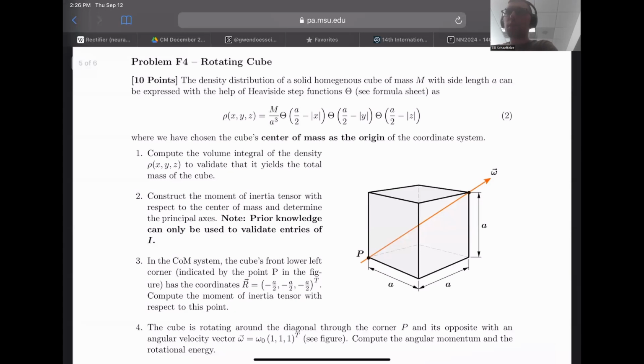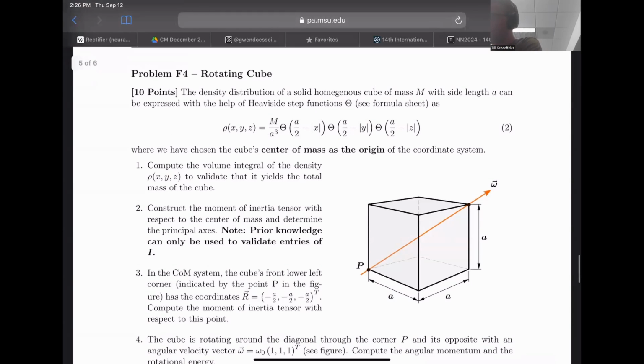Okay, I'm going to be solving another moment of inertia tensor problem, this time with a cube from the 2021 classical mechanics subject exam. So the first thing we have to do is compute the volume integral of the density to validate that it yields the total mass of the cube.